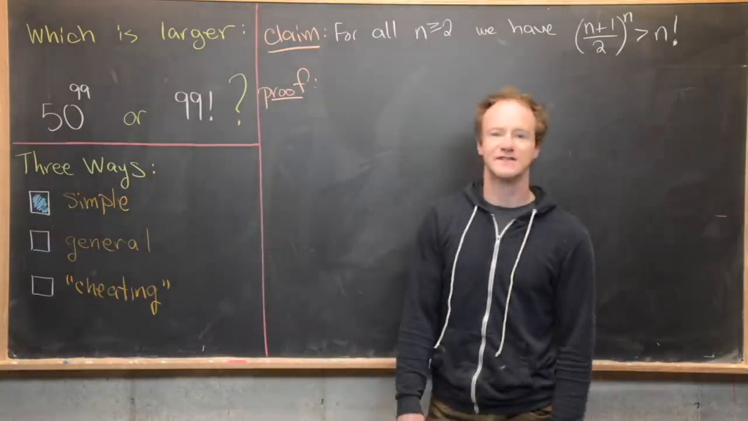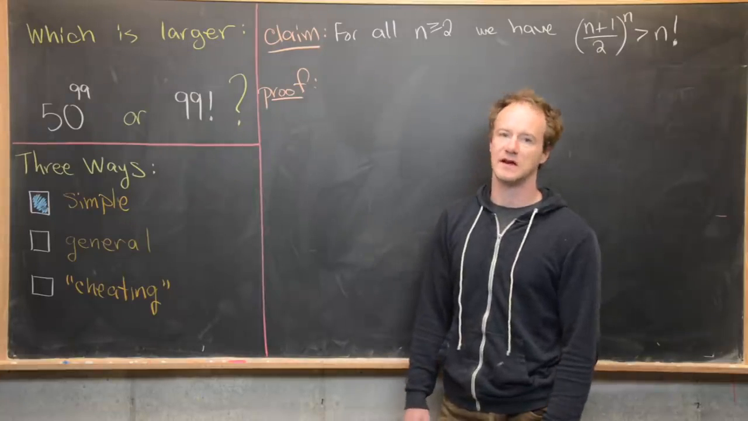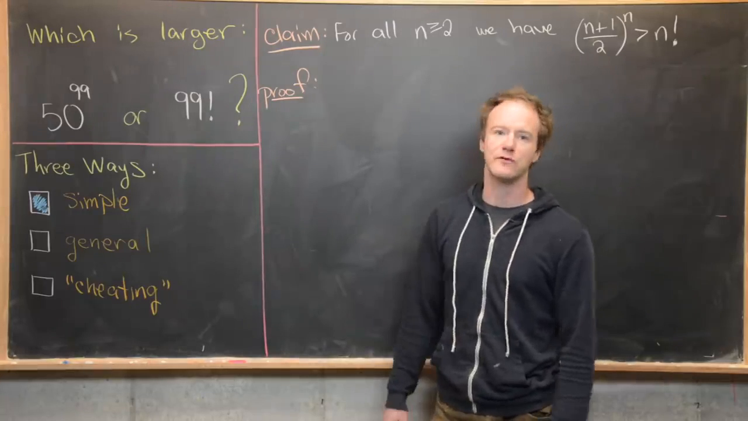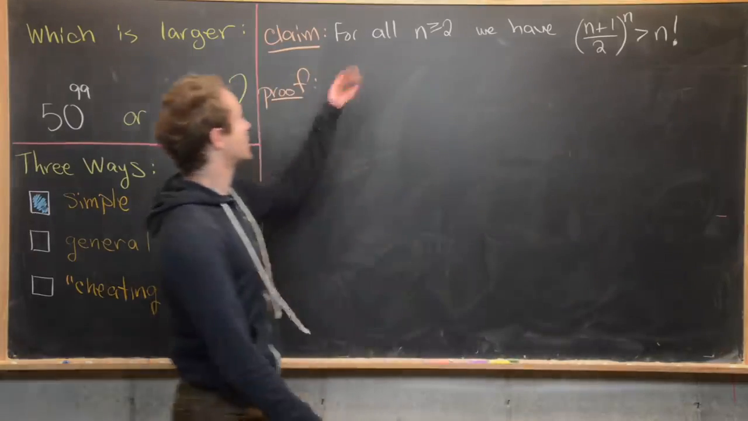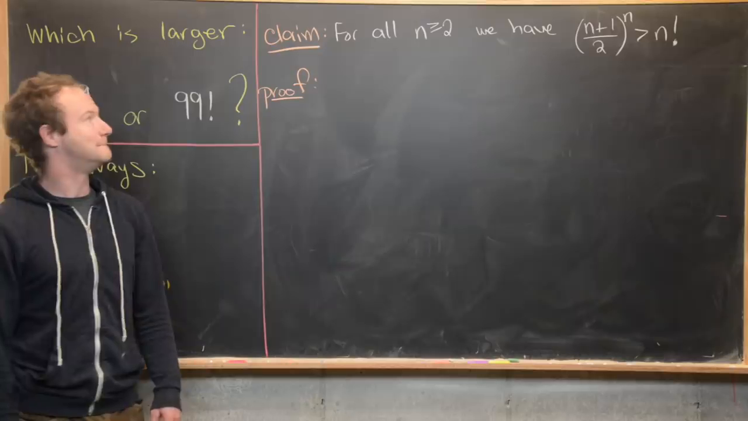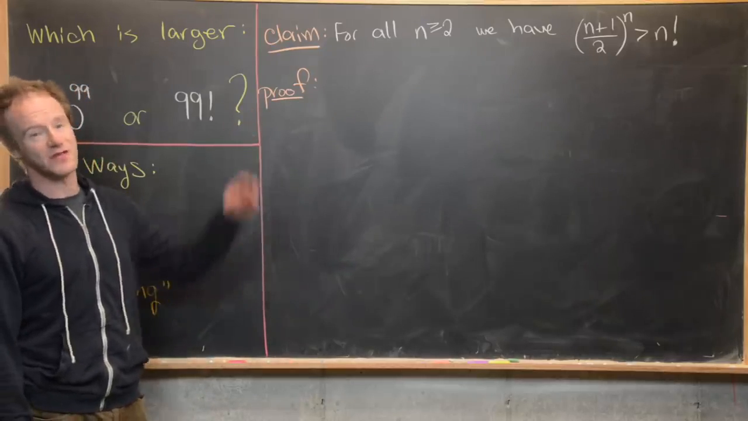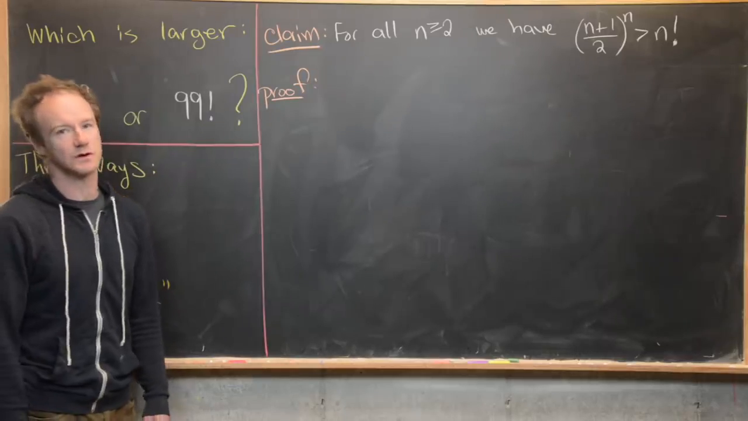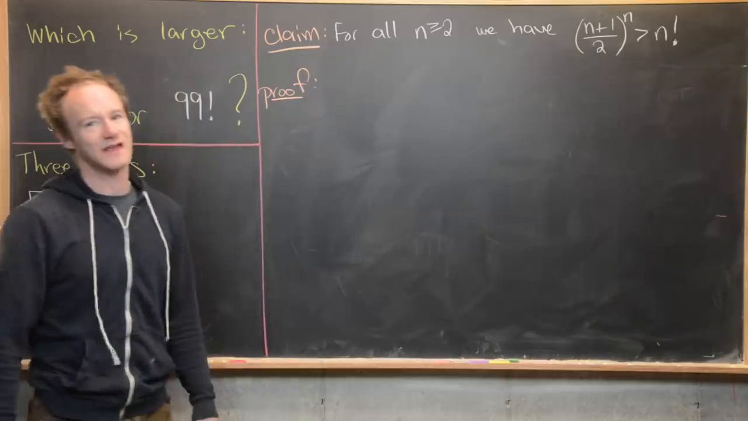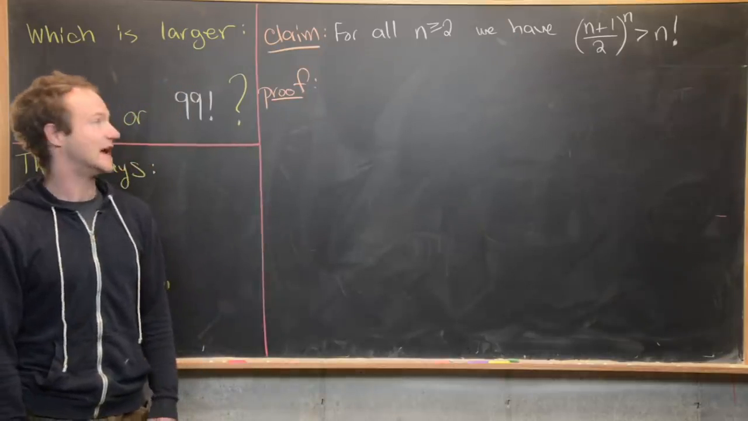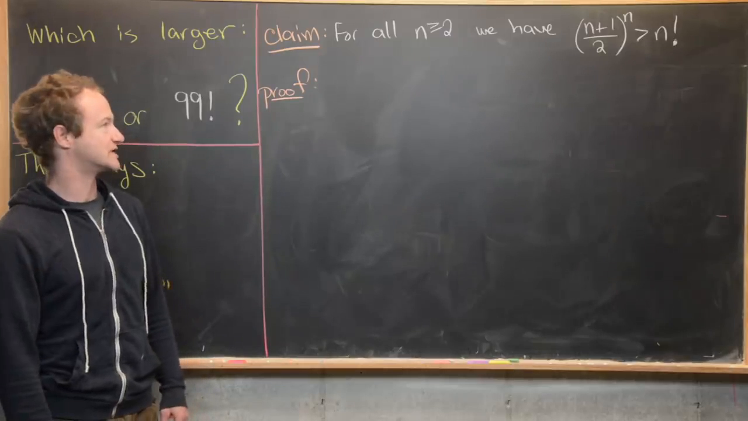We just finished our simple calculation proof that 50 to the 99 was bigger than 99 factorial. Now we're going to prove a general statement which will imply this one. We're going to prove that for all natural numbers n greater than or equal to 2, (n+1)/2 to the nth power is bigger than n factorial. Notice that what we just showed is the 99th case of this. So this is indeed a general case of the specific statement which we just calculated.